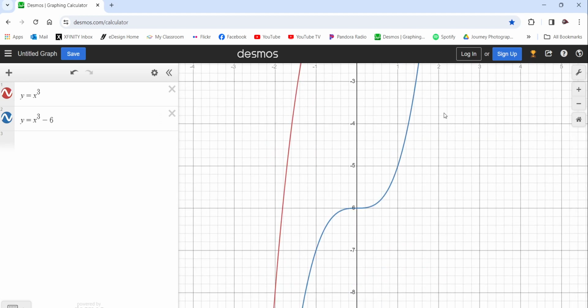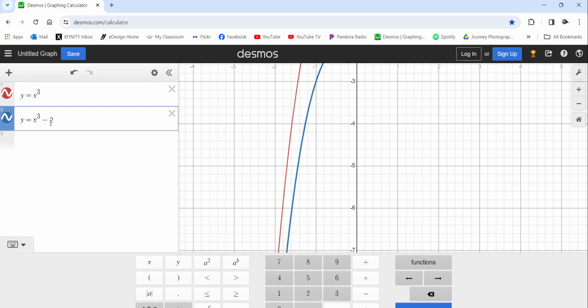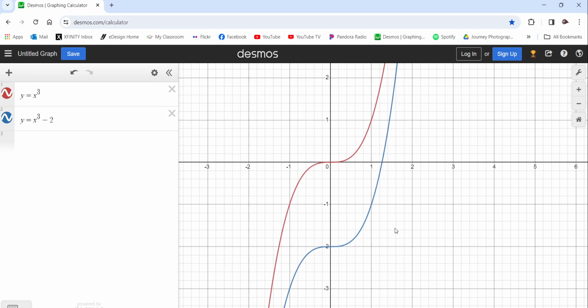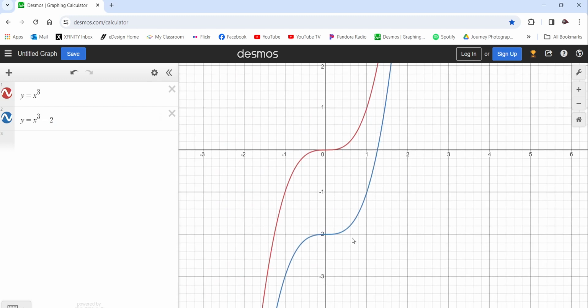Everybody see that? So again, if I gave you something like this and I asked you to graph it, let's make it a little bit smaller so we can see it a little bit better. All right. So if I gave you something to graph like this, graph y equals x cubed minus 2, all right, it should be pretty easy. You shouldn't have to do your little x and y chart thing.